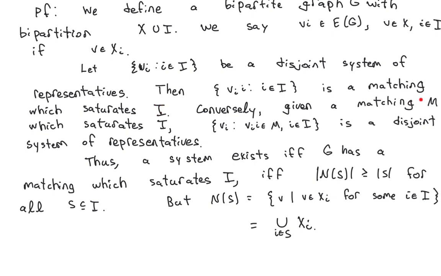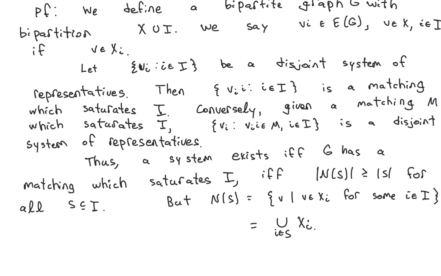Conversely, suppose you have a matching M which saturates I. Then if you look at the endpoints in the matching that are in the set X, you're going to get a system of distinct representatives. And so the point is that matchings correspond to systems of distinct representatives, and thus such a system exists if and only if this bipartite graph has a matching which saturates I.